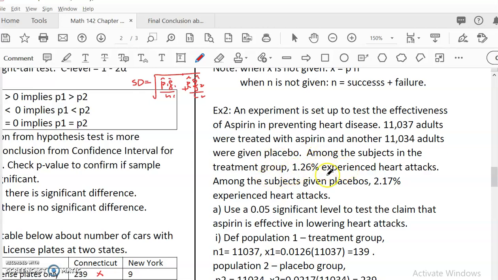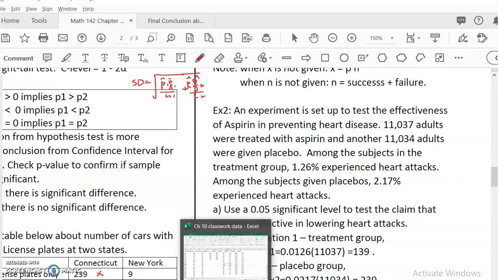And then afterward, they find that in the treatment group, 1.26% experienced a heart attack. In the placebo group, the control group, 2.17% experienced a heart attack. So you can look at this, unlike the last percentages that we compared, 11% to 1%, that seemed really big. This is really small. So does it mean that aspirin has no use in lowering heart attacks? I don't think it can prevent, but lowering the heart attack rate, right? So we would use the hypothesis test to compare.